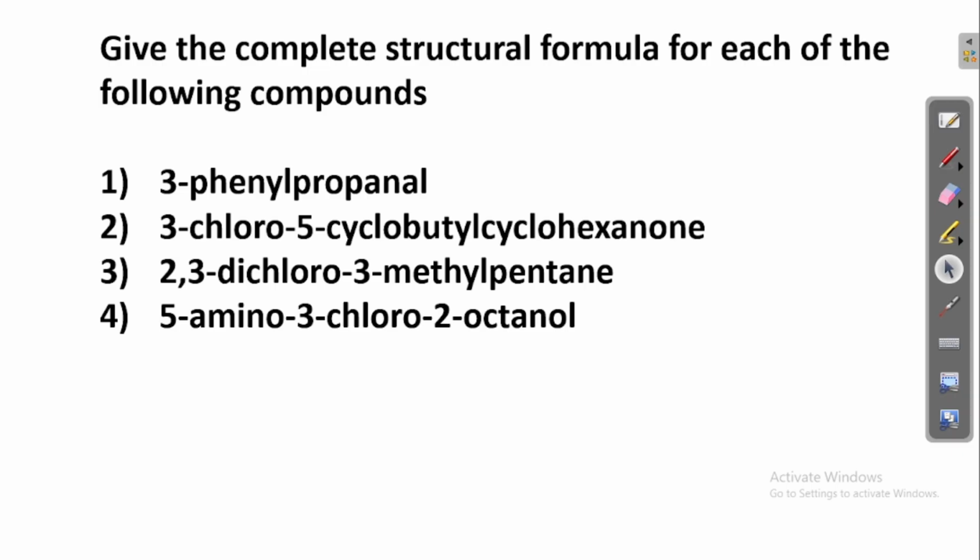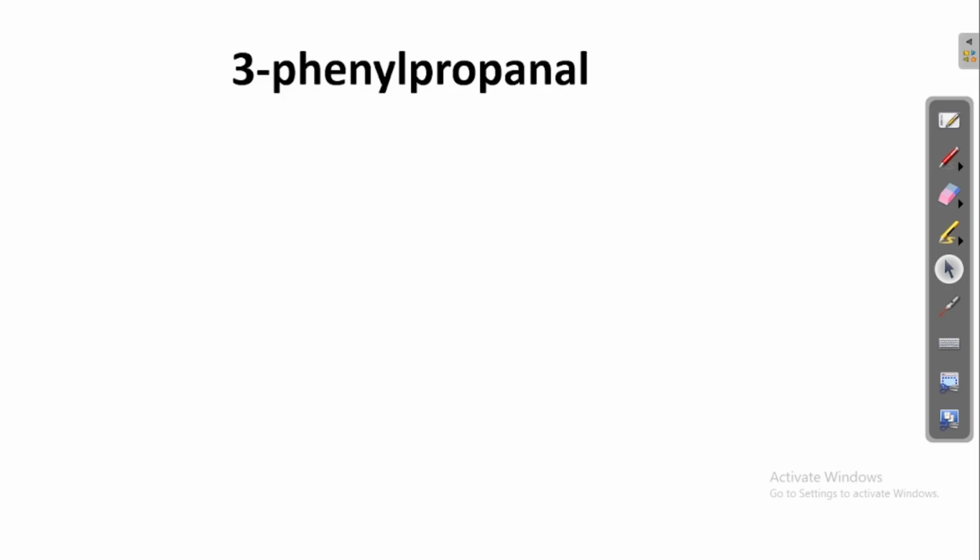I'll look at them one after the other. In the course of me explaining this, you will understand how to do this. By the end of this video, you should be able to master how to draw organic structures from the IUPAC name. Let's get into it. The first one I want to look at is called 3-phenyl propanal.